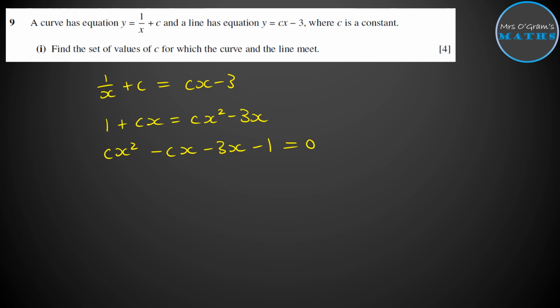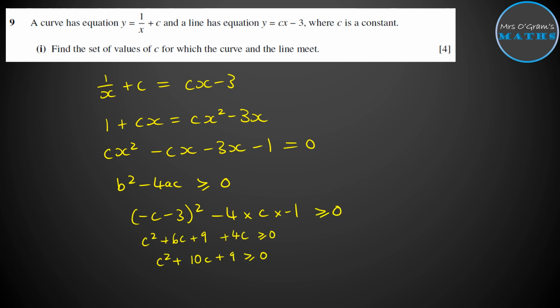Now for this quadratic to be solvable and there to be a solution, we need b squared minus 4ac from our equation for the discriminant to be greater than or equal to 0. So from this quadratic, b is the coefficient of the x term, so that's minus c minus 3 squared minus 4 times a, which is c, confusingly enough, and c, which is minus 1. That's got to be greater than or equal to 0. We get down to another quadratic, but it's a quadratic inequality that we need to look at.